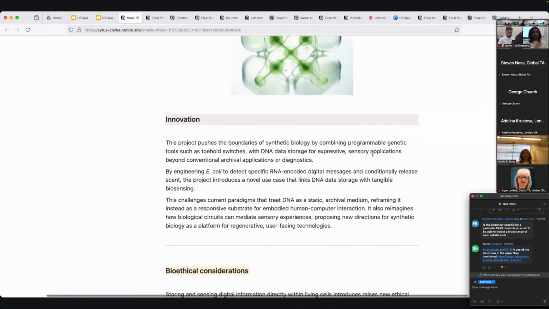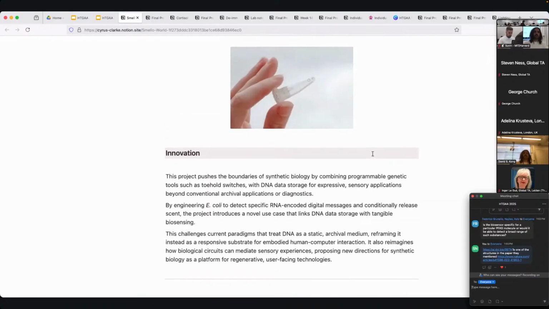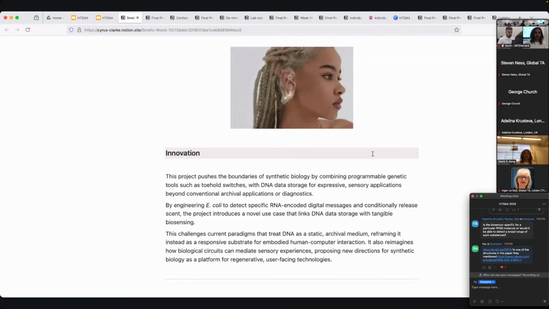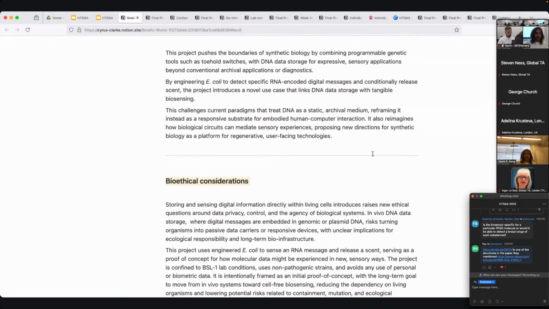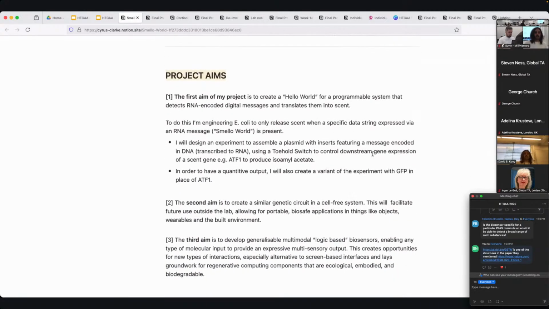And so the innovation in my project is really all about combining different parts of technology, whether it's DNA data storage, synthetic biology, or using things like programmable logic with toehold switches. And so that's what I've been doing in my design work. I'm going to focus mostly on the design, as I haven't got to the experimentation part yet, but I think you'll see why in a moment.